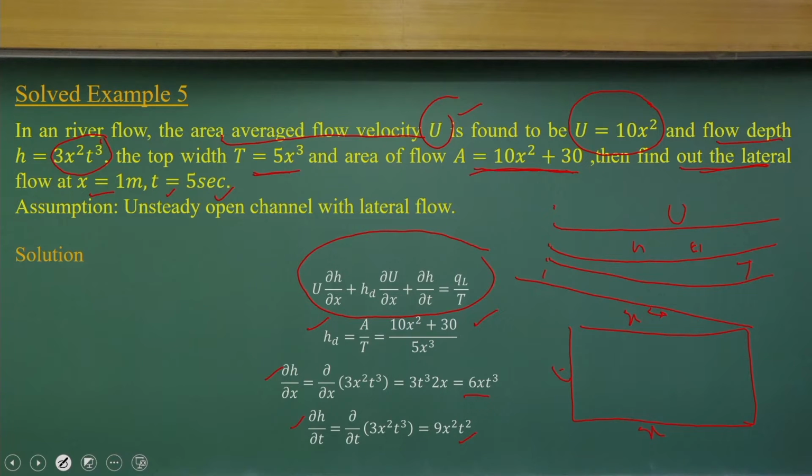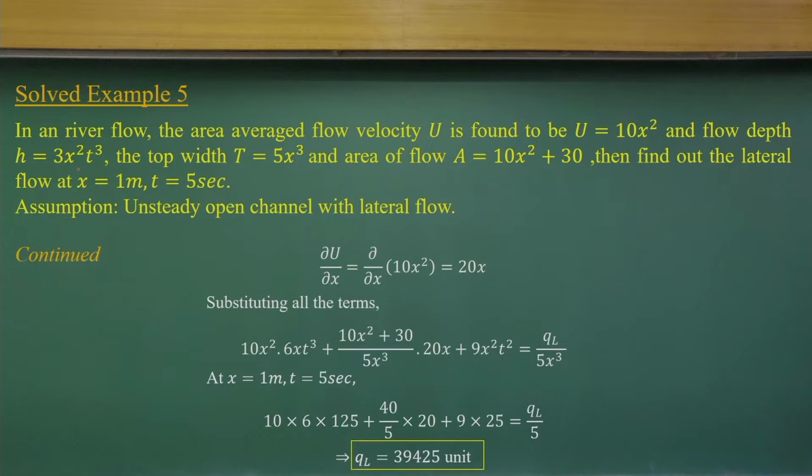So we are computing these partial derivatives, since H is a function of x and t. This is very simple; we are just taking a partial derivative with respect to x or t. In the same way we take the partial derivative of the velocity. Then if I substitute all this in the one dimensional continuity equation and substitute the x value, you can get the QL value at x equal to this and t equal to this.